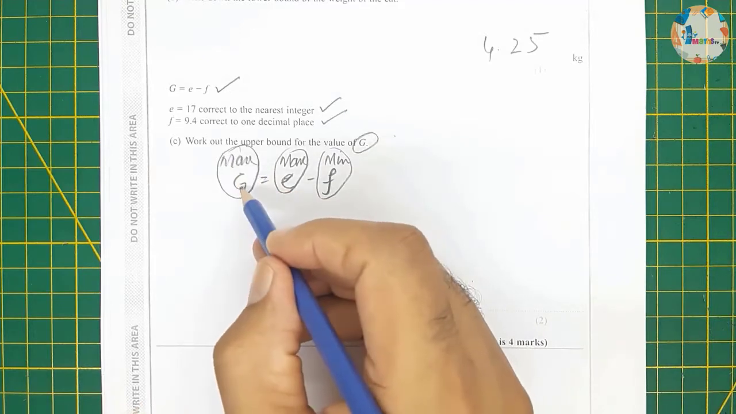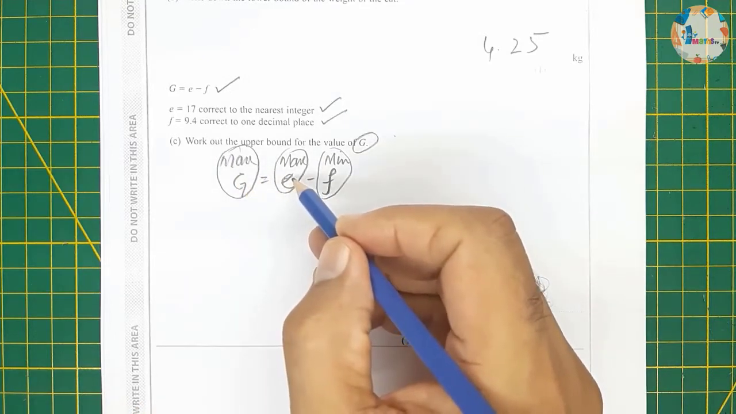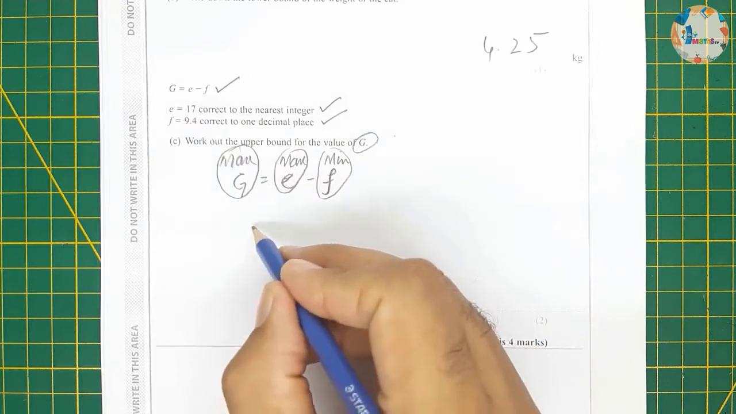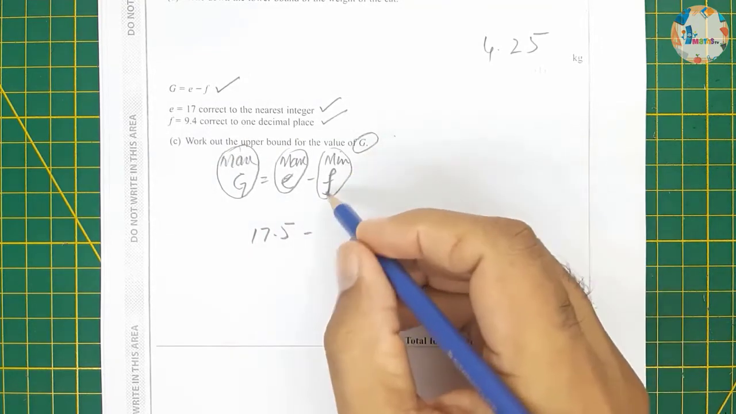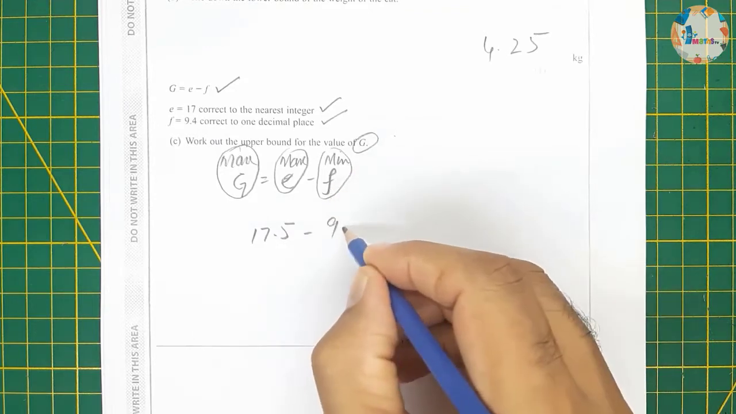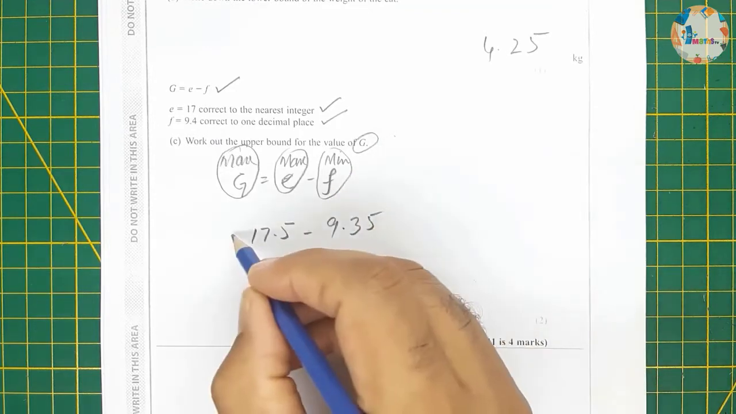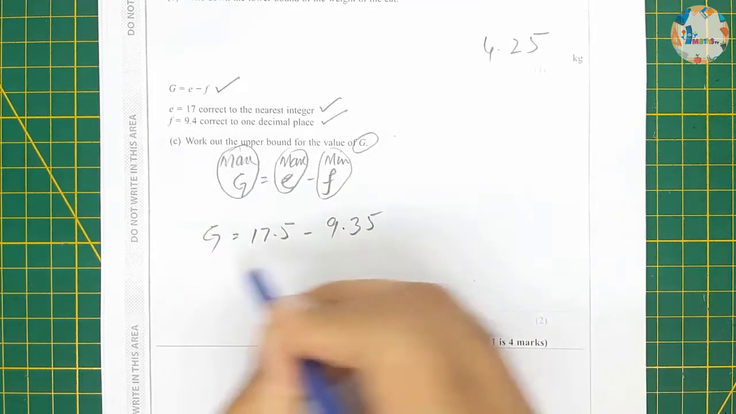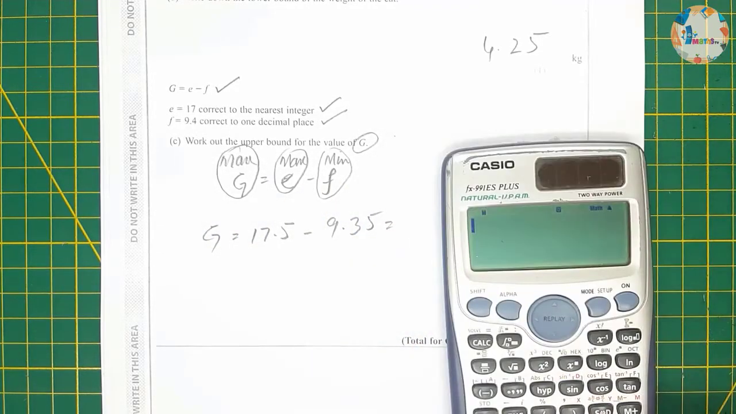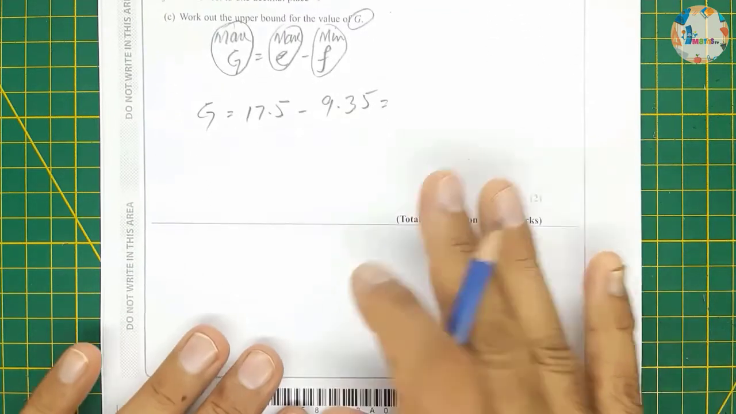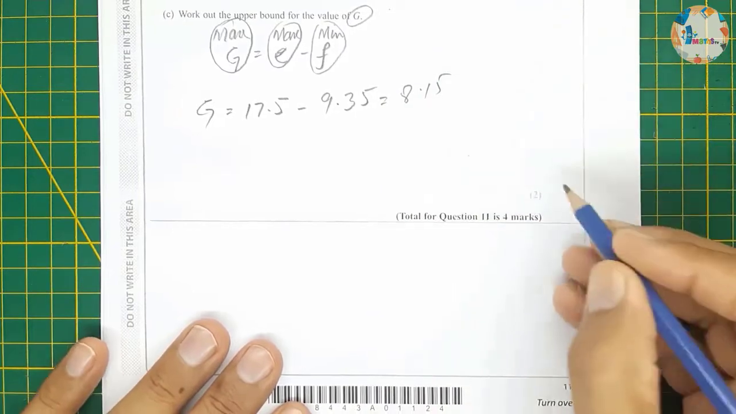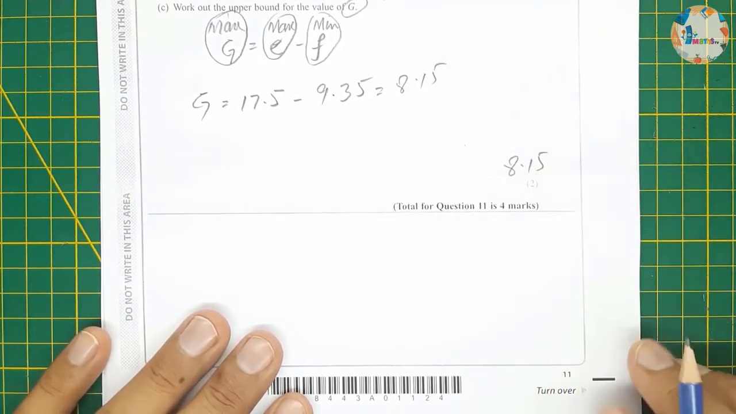So we'll take the upper bound of E. The upper bound of 17 will be 17.5 and the lower bound of F will be 9.35, and this will give us the value of G, which we can calculate as 17.5 minus 9.35. This will give us 8.15. So 8.15 will be our answer to this question.